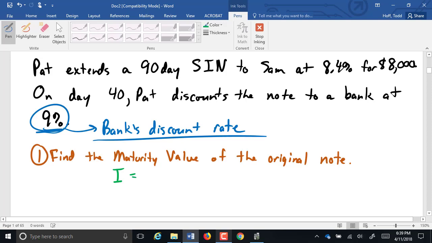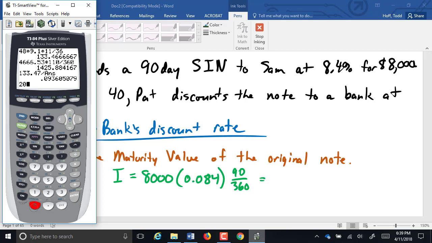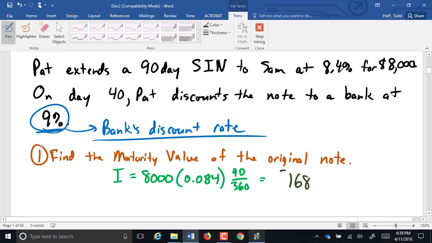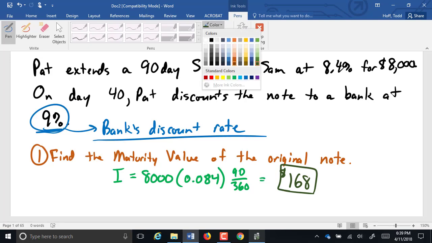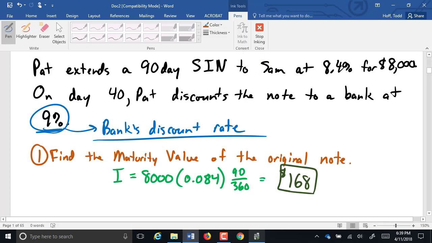How do we find its interest? Perfect. Our principal of $8,000 times 0.084 is our rate, times 90 over 360, giving us $168 in interest. Is that what you guys come up with? Okay, $168, good.